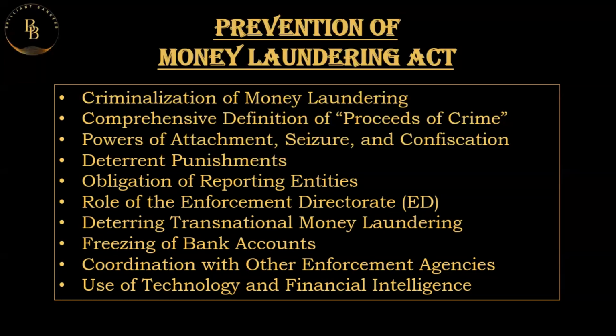So, by targeting the proceeds, the law prevents criminals from enjoying the fruits of their illegal activities, which is key to deterring money laundering. Powers of attachment, seizure, and confiscation. One of the strongest tools under the PMLA is the ability of enforcement agencies, especially the ED, the Enforcement Directorate, to attach, seize, and confiscate assets suspected of being involved in money laundering. Coming to provisional attachment, these authorities can provisionally attach properties believed to be involved in money laundering for 180 days to prevent their sale or transfer.